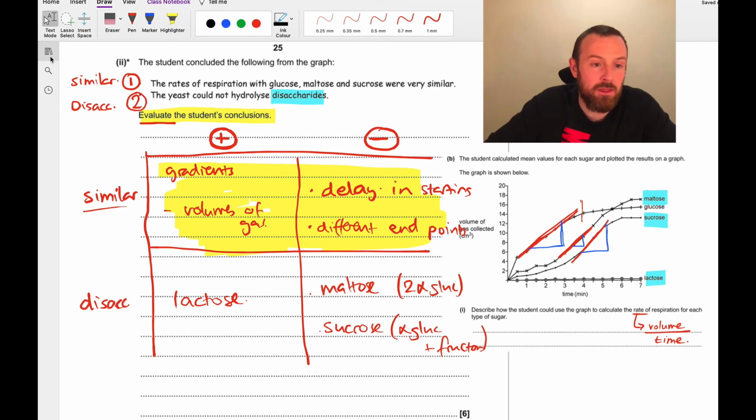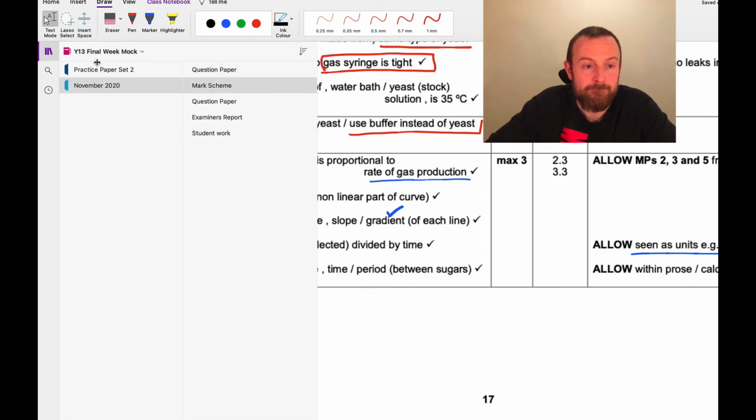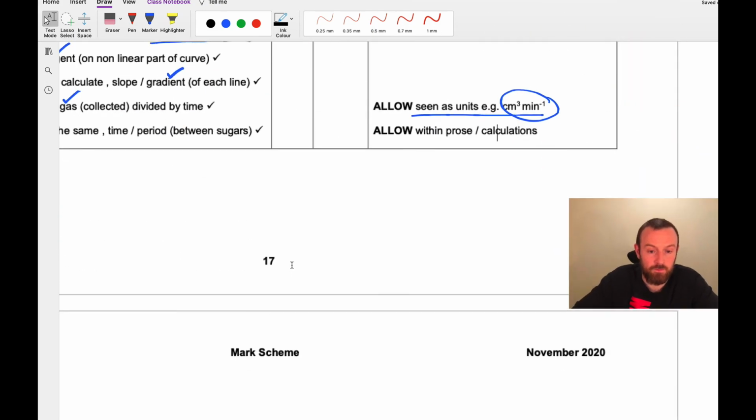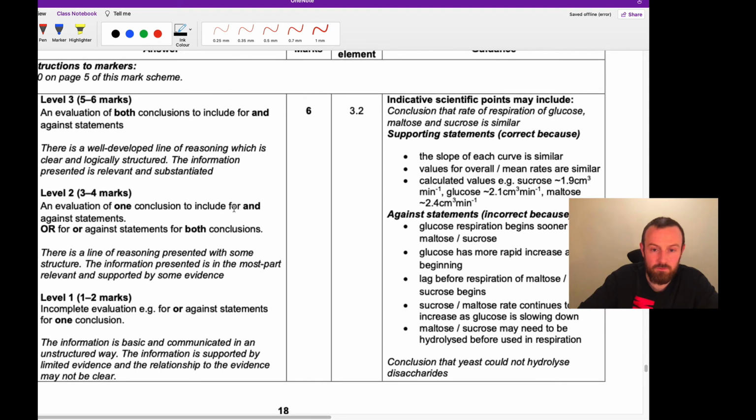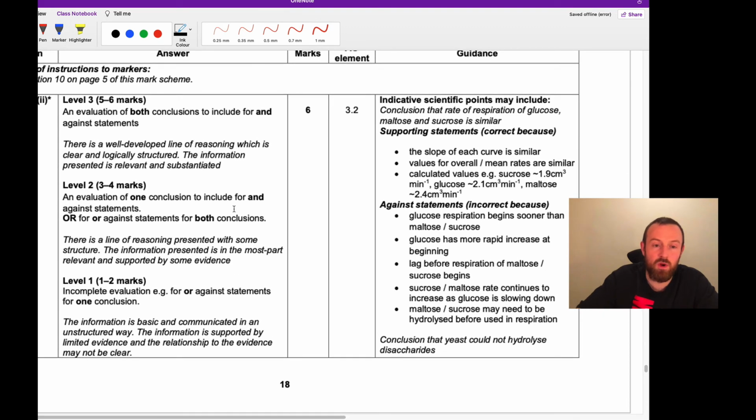Okay, so let's look at the mark scheme, which is here. I'll zoom out just a little. So this is why it's so important, because look at the levels of response that you can get. For level 1 or 2, incomplete evaluation for or against statements for 1 conclusion. Okay, so let's actually just think about it in terms of the grid. So if I've got a grid with 4 squares here, can you remember what we just did? I hope so.